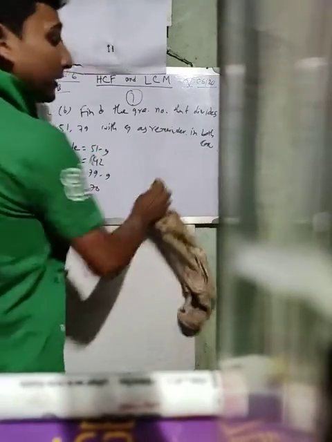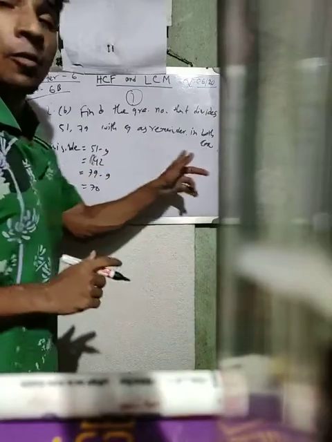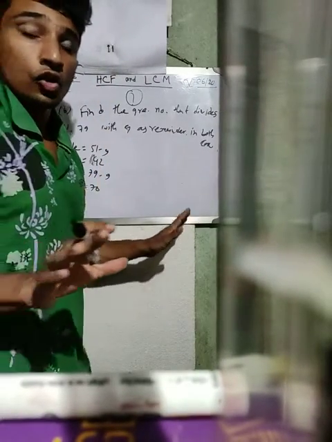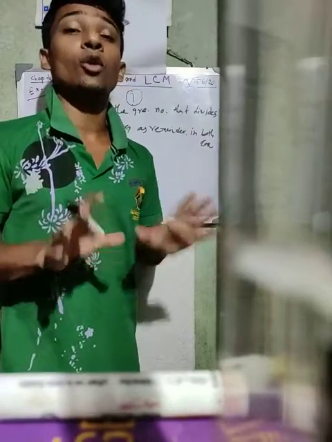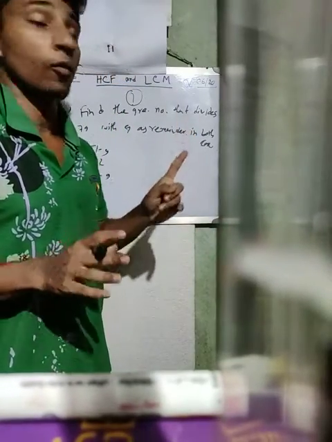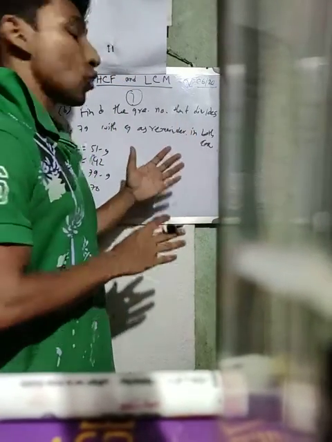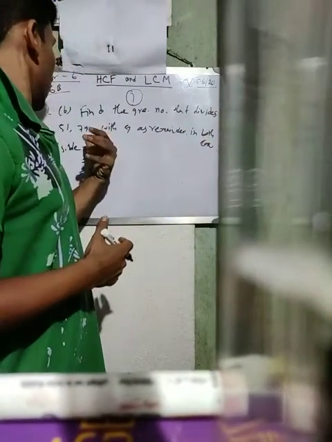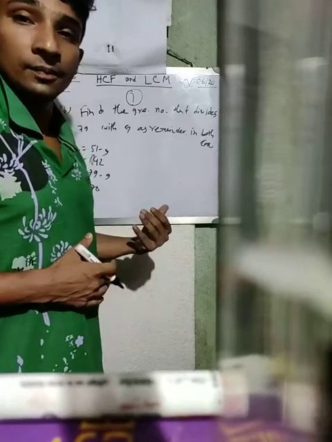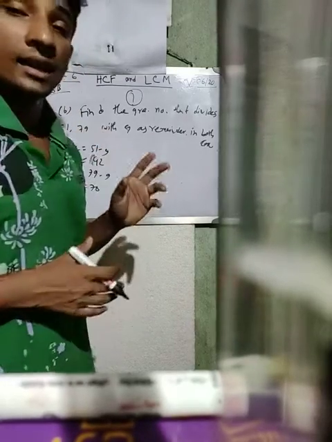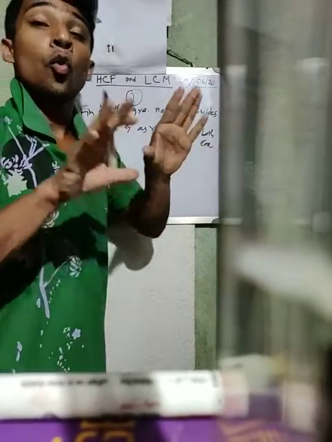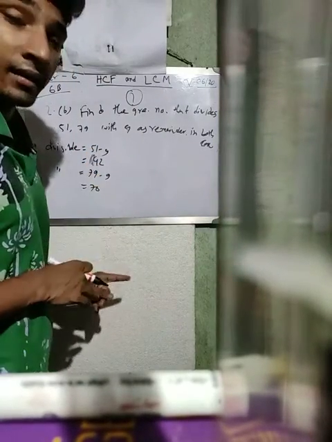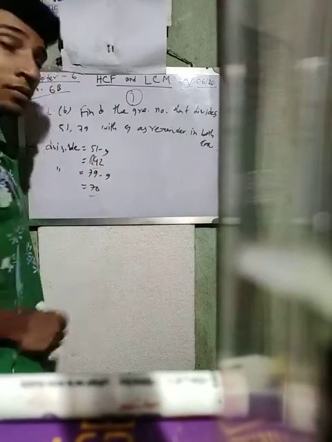Why do I do this? Because you have been told that 9 is the remainder for both cases, so these numbers are not divisible. If we want to find the divisible number, what do we have to do? I have discussed earlier: we have to subtract the remainder from the dividend. So here 51 and 79 are the dividends and 9 is the remainder. So what are the divisible numbers? 51 minus 9 and 79 minus 9. So this is 42 and 70.